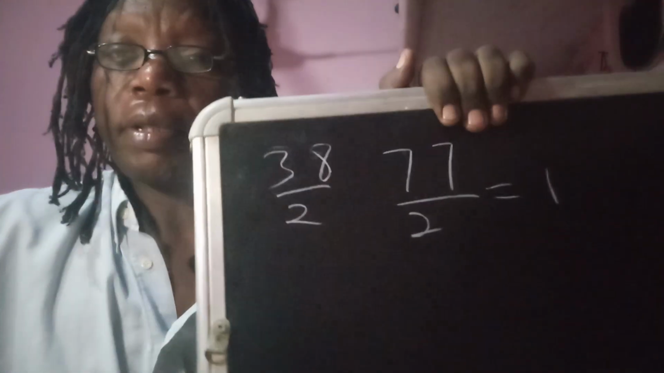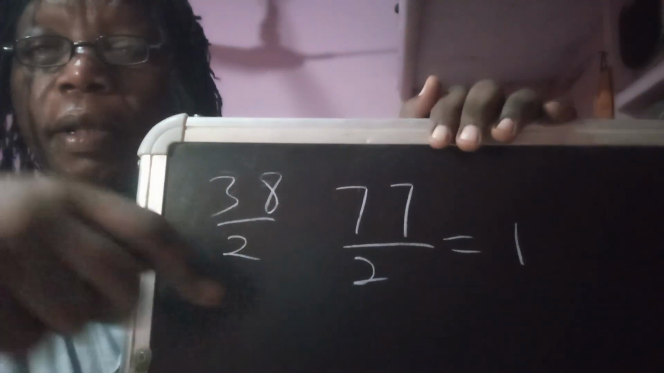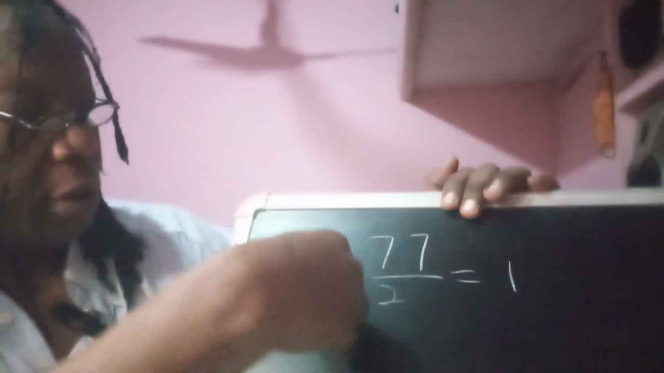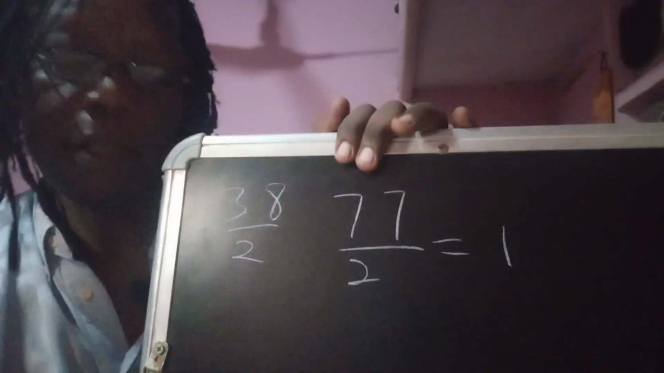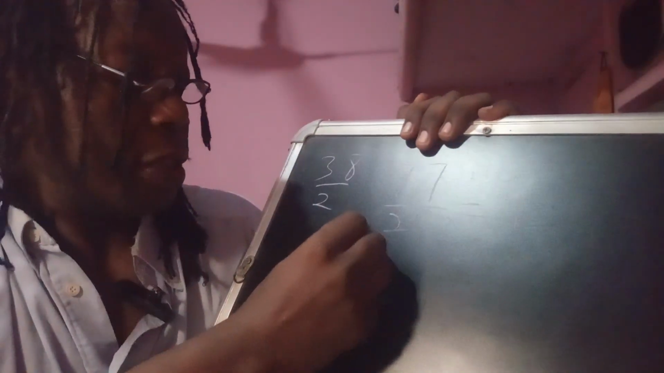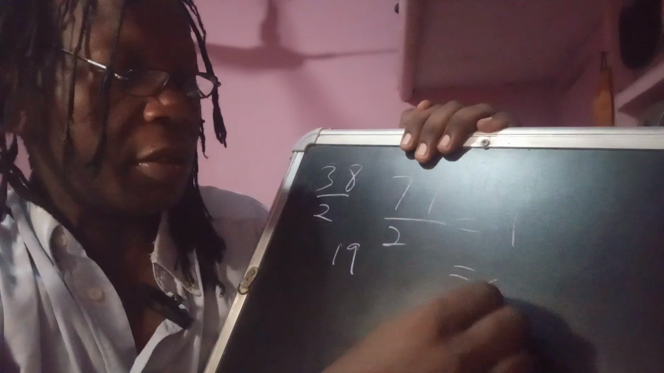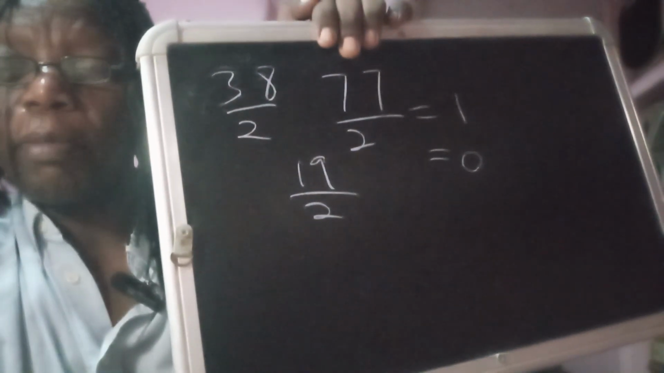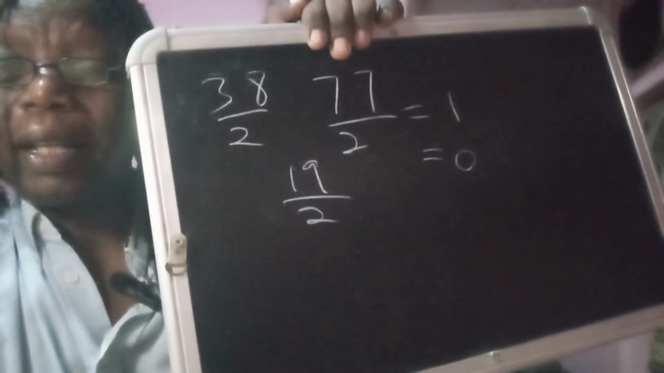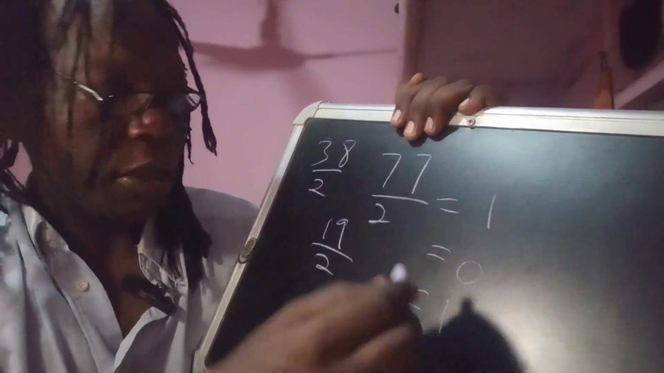I have to keep this light in a way so that you can see. I'm sorry, it's not showing properly. So here, this definitely will give you 19, because 19 times 2 is 38. So we're going to have 19 here, and the remainder of this is 0, so we write the 0. Then we divide 19 by 2. The answer is 9, which is 18, and 1 is left. So we write the remainder.